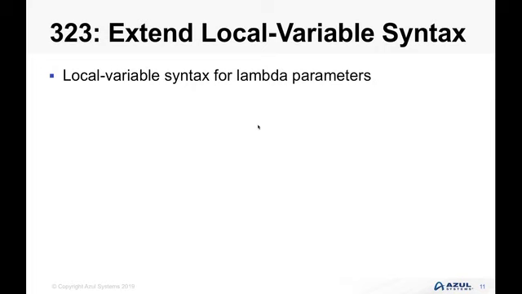Well, the first is an extension of where we can use local variable type inference. And in this case, it's quite a small change, but what it allows us to do is to use local variable type inference on lambda parameters. Let's look at an example of what that is.